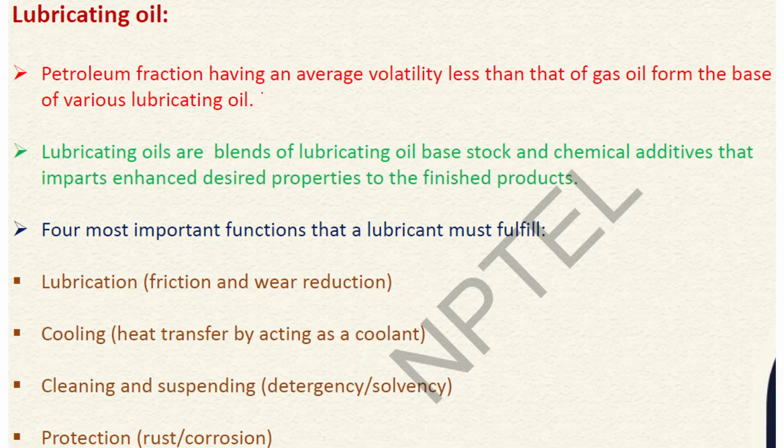If lubricating oil is not present in the initial crude oil, then in the vacuum distillation unit, we will not get lubricating oil. We will only get the light cycle oil and heavy cycle oil in the vacuum distillation unit. The petroleum fraction having an average volatility less than that of the gas oil forms the basis of various lubricating oils.